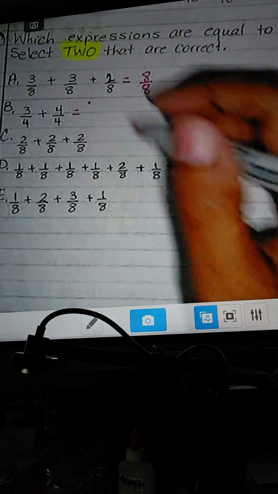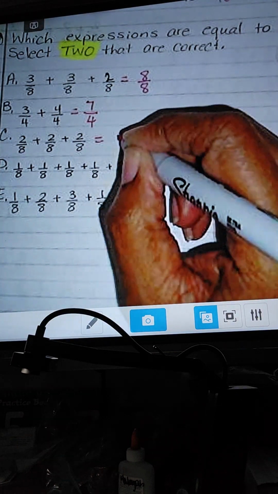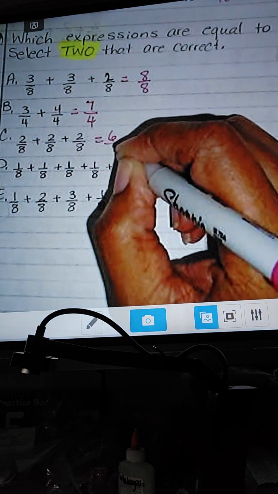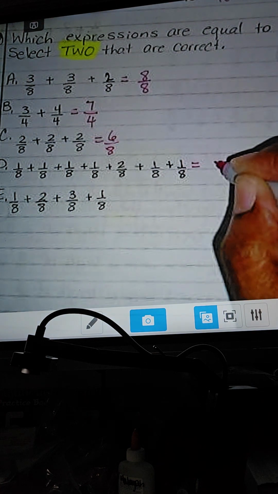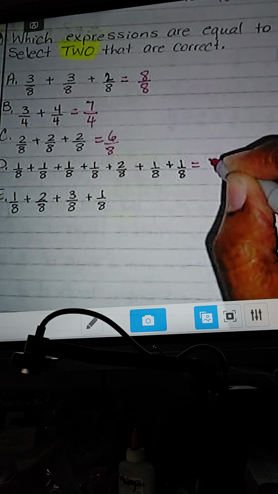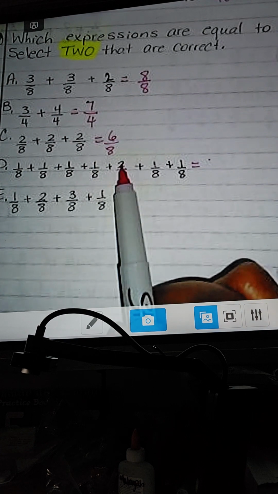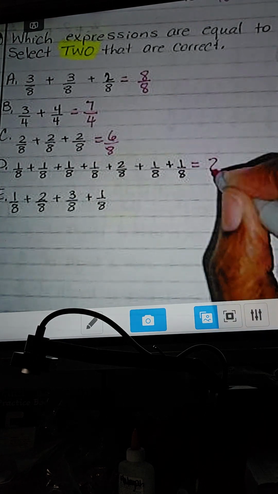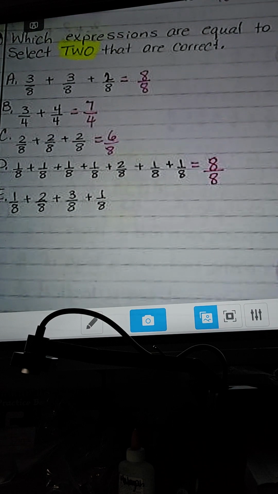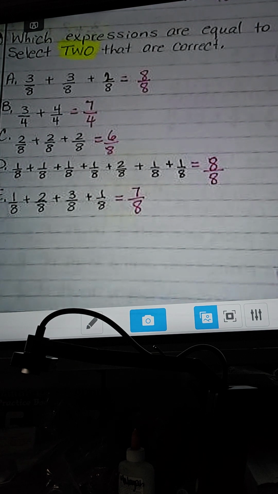All right, B, what's the answer? 7/4. C, what's the answer? 6/8. D, what's the answer? 7/8. 8? What is it? 1, 2, 3, 4, 5, 6, 7, 8. 8 eighths. And E, what's the answer? 7/8. All right, so which two are equivalent to 7/8? B and E.